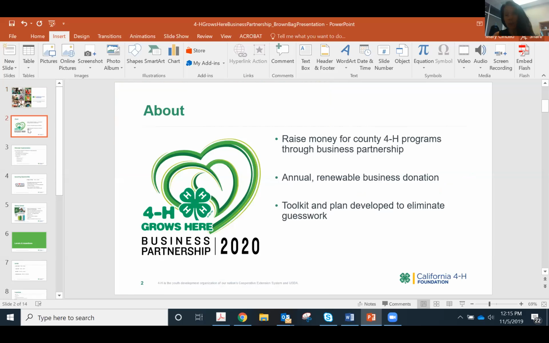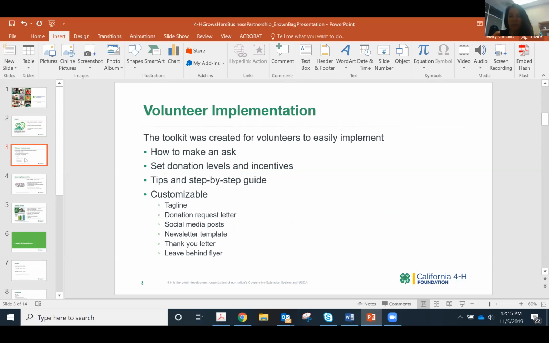And it dovetails perfectly with Giving Tuesday, because if you're putting out messaging about please support our program on Giving Tuesday, you can also use that messaging as you're approaching these small businesses. As part of Giving Tuesday, become a 4-H Grows Here business partnership. So the business partnership program is new, and what we did is we developed a toolkit to help you not have to think about imagery or donation letters or anything like that. So all the templates will be on the resources tab on the 4-H website. And it, again, is meant to raise money for your county 4-H programs through business partnerships and sponsorships.